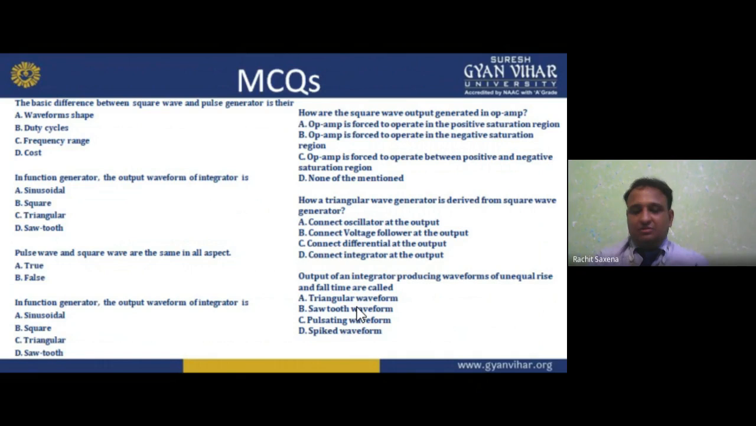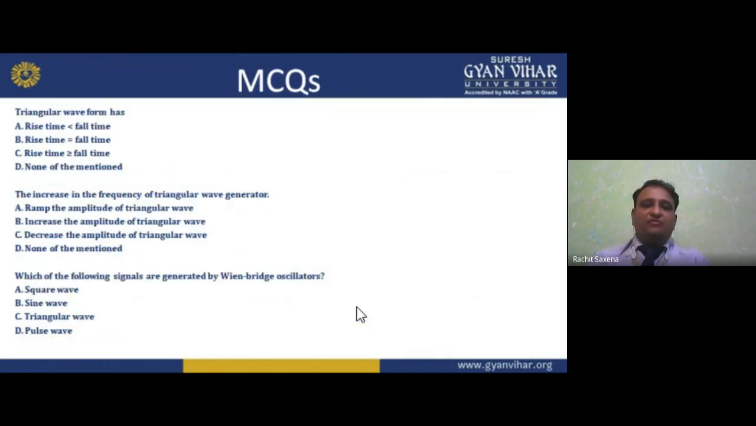Okay. Now, the triangular waveform has option C: the increase in the frequency of the triangular wave generator. We have already told you. Now, which of the following signals are generated by a Wien Bridge oscillator? Basic triangle. So we can understand how we can give the answers. Multiple choice questions are there, and I basically told you about all this in this lecture. So we can give the answer very easily in this manner. Okay, I hope you understand.